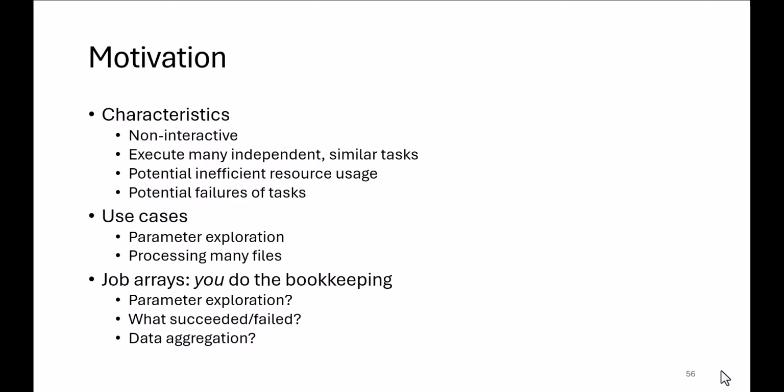So you can do this, of course, with job arrays, which is a feature supported by most workload managers, including Slurm. But you'd have to do the bookkeeping. For parameter exploration, the only thing you get from a job array is a number. How do you get the specific set for the parameters you want to compute in the task with that ID? It's up to you. Also, with respect to bookkeeping, which tasks succeeded, which tasks fail? Yes, you can figure that out, but it's inconvenient to do so.